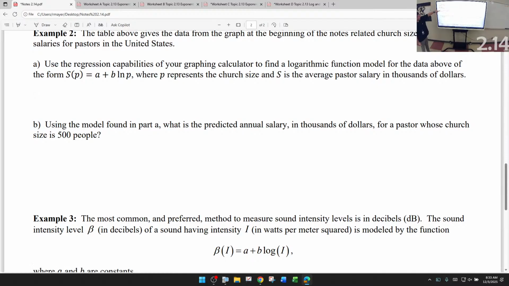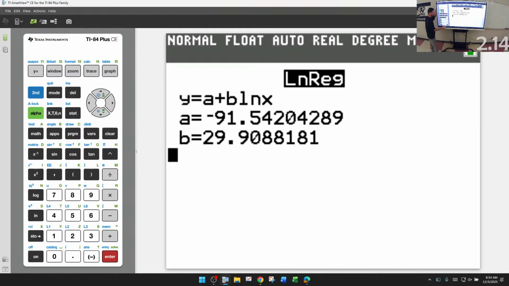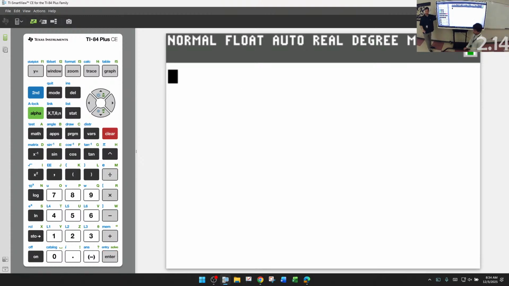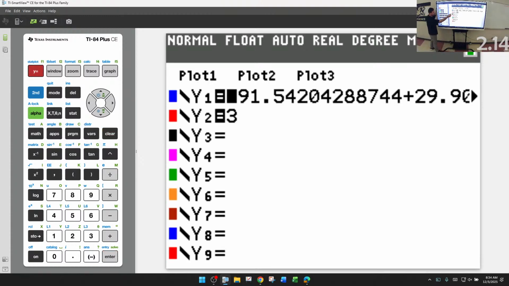Using the model found in Part A, what is the predicted annual salary for a pastor whose church size is 500? So I've got to go to my little calculator. Here it is. You can clear that now if you want to. Luckily, I put it here in Y1. Whoops, I still got Y2. Let's get that out of there.